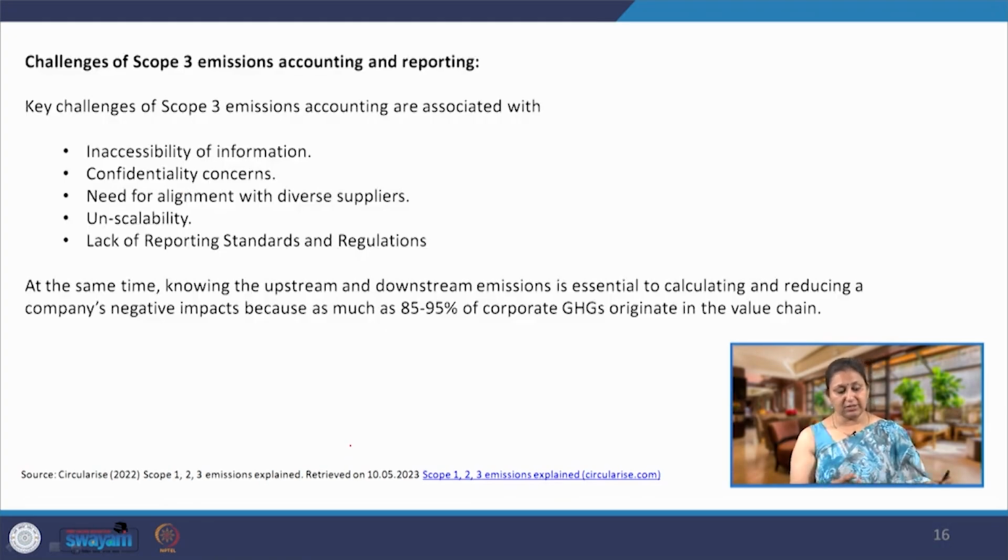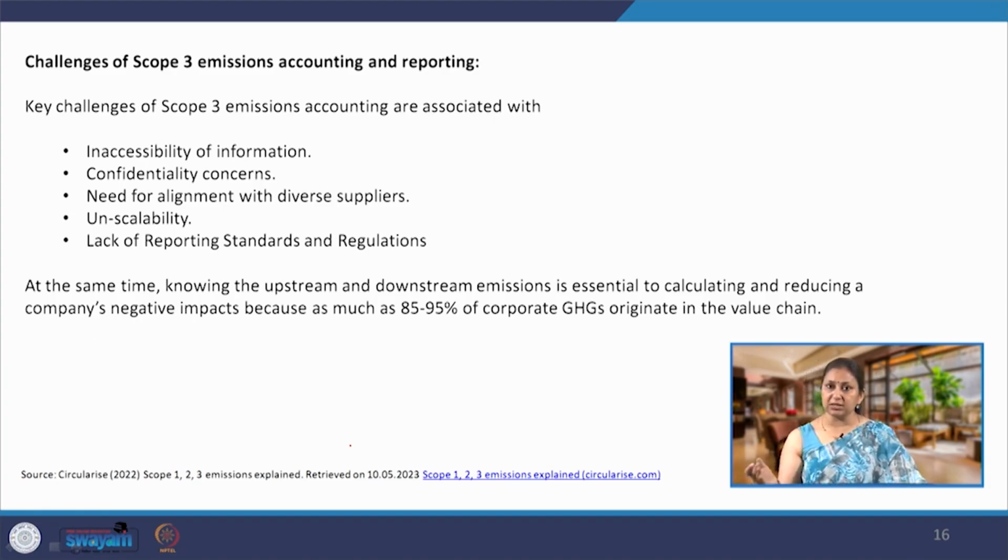So, if we look at the key challenges and kind of summarize them, it is about inaccessibility of information in a lot of cases where measurement and verification is not being done regularly, confidentiality concerns, need for alignment with diverse suppliers. So, bringing everybody on board and following the same path, unscalability of data management systems, and lack of reporting standards and regulations. In a large number of countries, we still do not have data reporting standards and regulations.